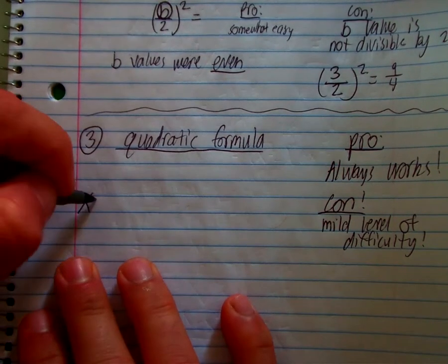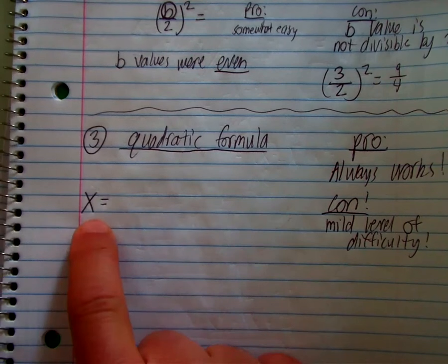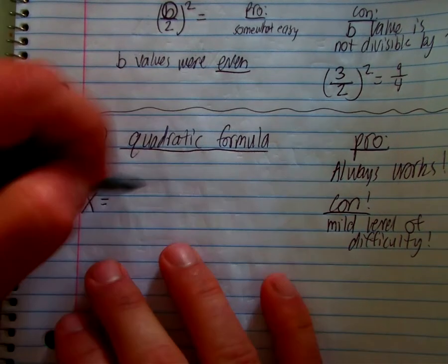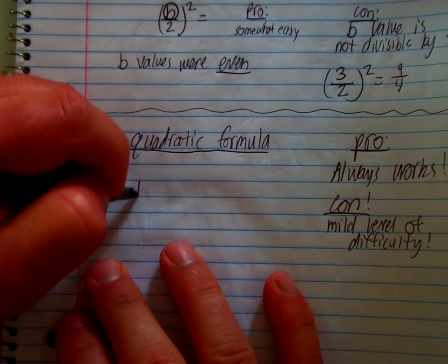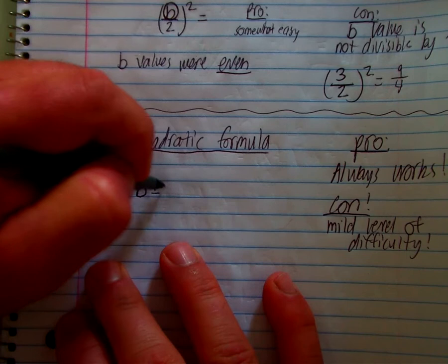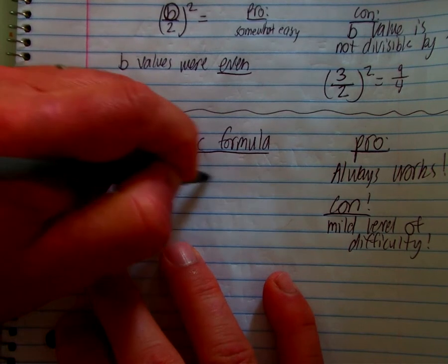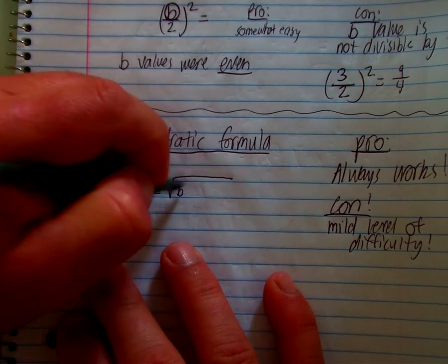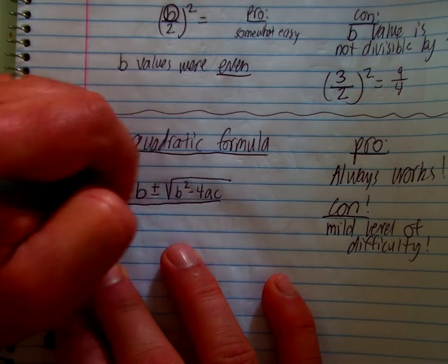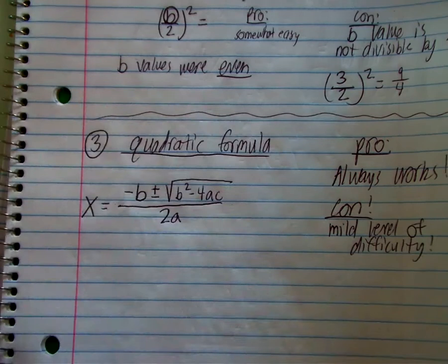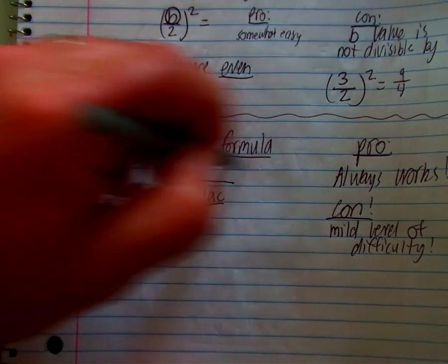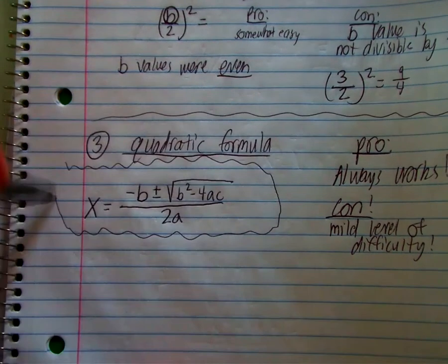It gives you the x-intercepts, and so that's why we say x equals. All right? It's negative b plus or minus the square root of b squared minus 4ac all over 2a. There you go. There it is. The good old quadratic formula.